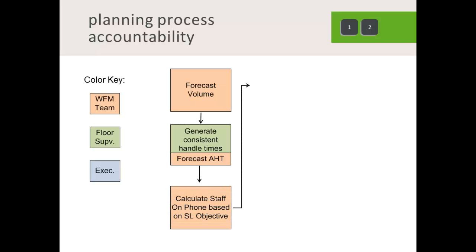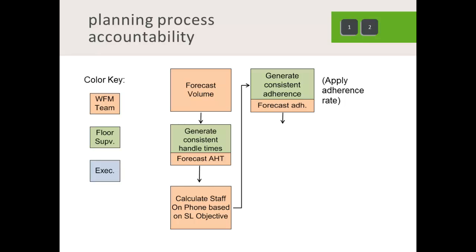Third step, calculate staff on phone based on service level objective, Erlang C, maybe some adjustments for skills-based routing. That's all workforce management team. Step 4, applying that adherence rate. Same as handle time. Again, I'm not really forecasting adherence. I'm more predicting it. I'm predicting how our staff will perform. It's up to supervision to make sure that they perform consistently. So they get the majority of that responsibility.